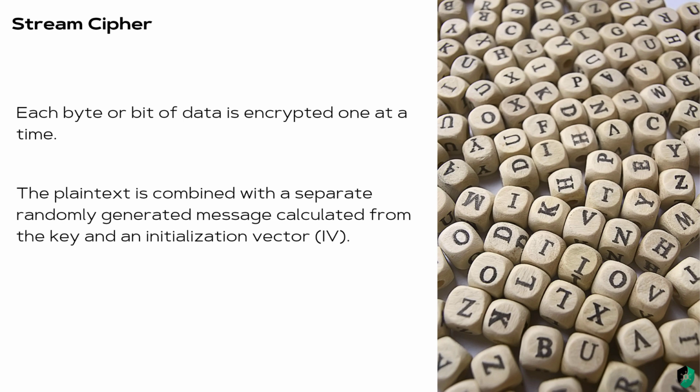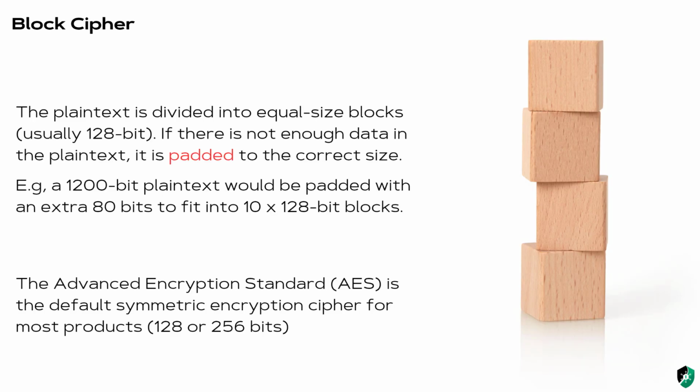In a stream cipher, each byte or bit of data is encrypted one at a time. Here the plain text is combined with a separate randomly generated message calculated from the key and also an initialization vector, IV. Block ciphers: the plain text is divided into equal size blocks, usually about 128-bit. In a scenario where there isn't enough data in the plain text to divide it completely into equal size blocks, that plain text will be padded to the correct size.